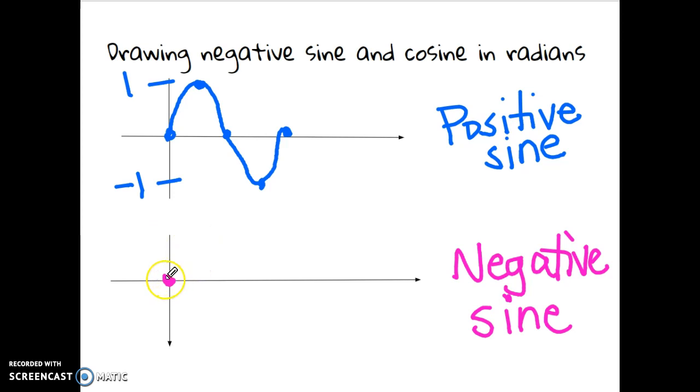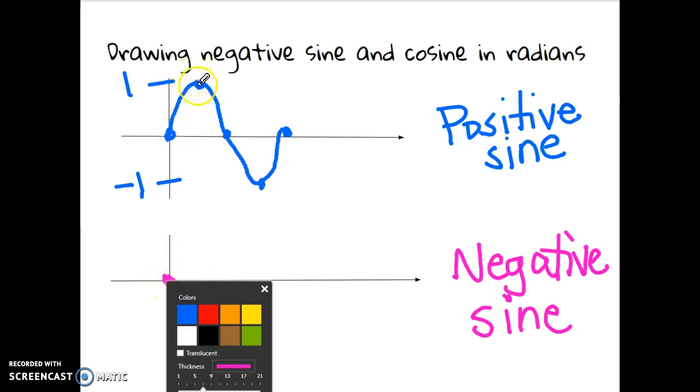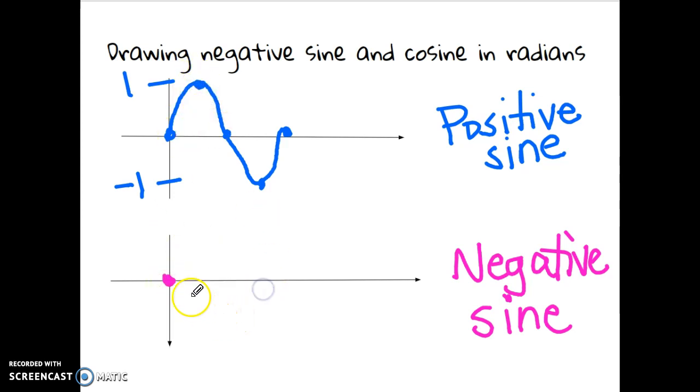But here's the difference. Positive sine goes up to 1. So if we take that number and multiply it by -1, we'll get -1. So there's the difference. Negative sine starts at 0, but it doesn't go up. It goes down. Now the pattern remains. So it goes from 0 to -1, then back to 0, then up to 1, and then back down to 0. And so that's the pattern for negative sine.